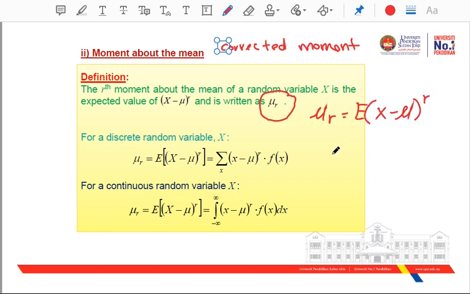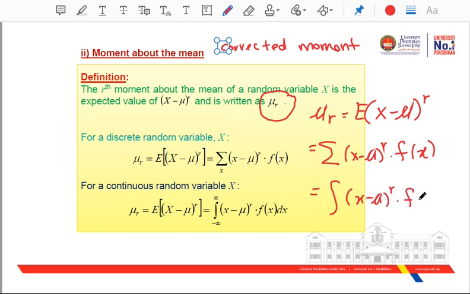Okay, so how to find this? If it is discrete, you use summation. Anything in the bracket, which means (x minus mu)^r, multiplied with f(x). And if it is continuous, you use integration. Similar, anything in the bracket, (x minus mu) power of r, multiplied with f(x). Okay, these notations depend on what type of random variable. Sorry, this one should be dx here and here.